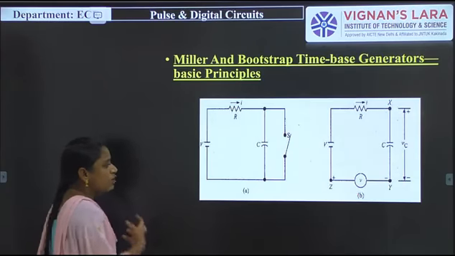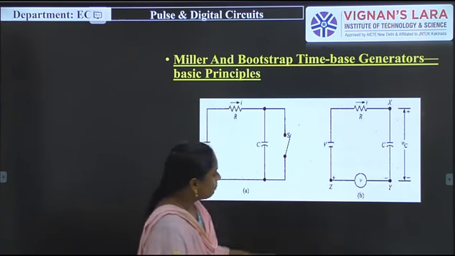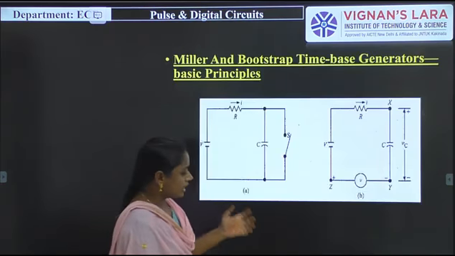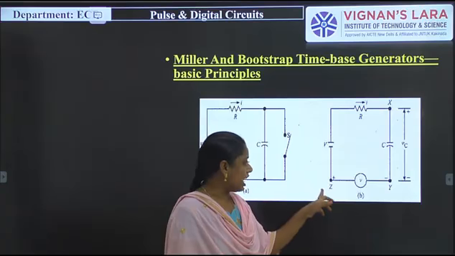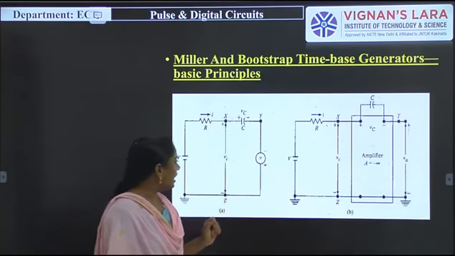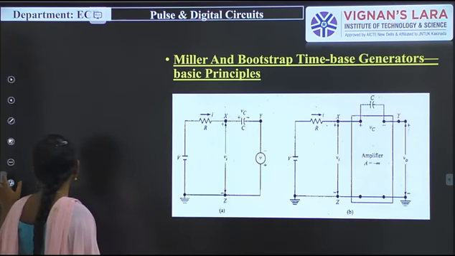But here I want to rearrange this circuit. Simply, I assume the terminal Z is connected to the ground. What happens? The Z is connected to the ground and the circuit will look like this.